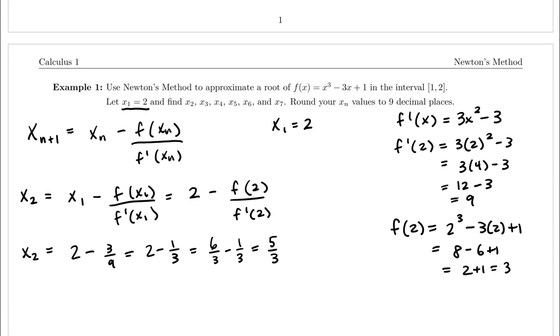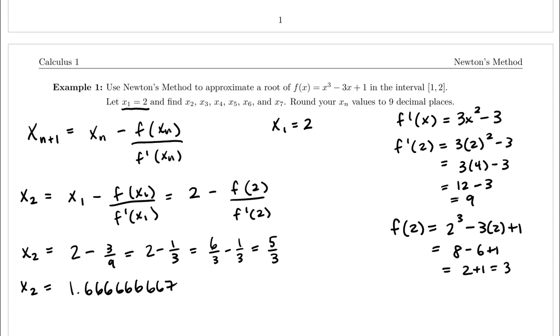5/3. All right, before I move on, notice it says round your x sub n values to 9 decimal places. So why don't I rewrite x sub 2 as a decimal? 1.666666667. Okay, so there's our x2 value.